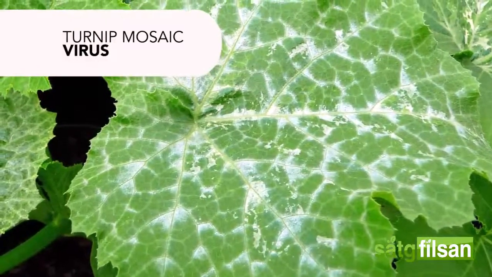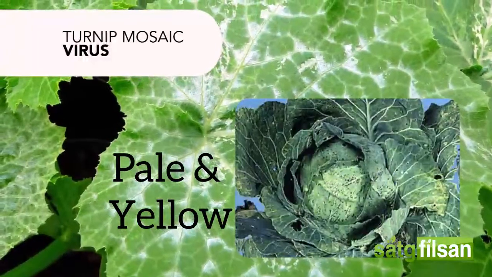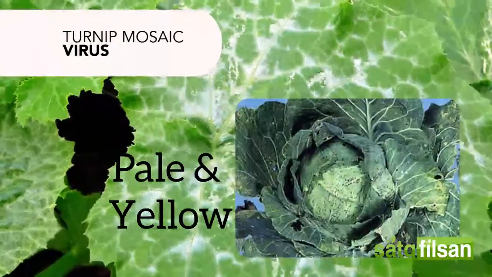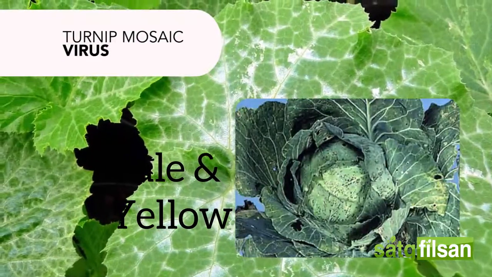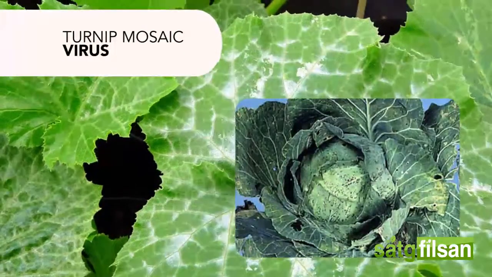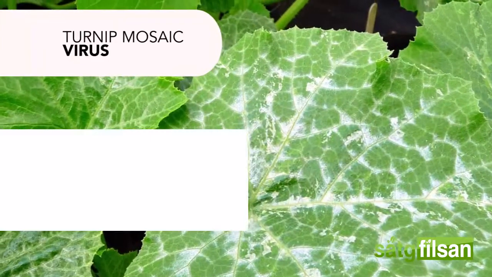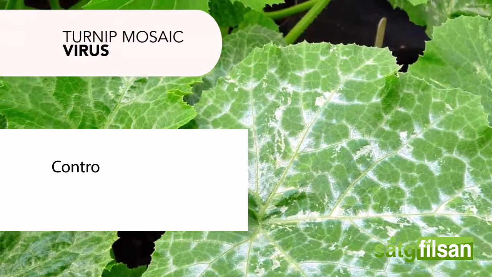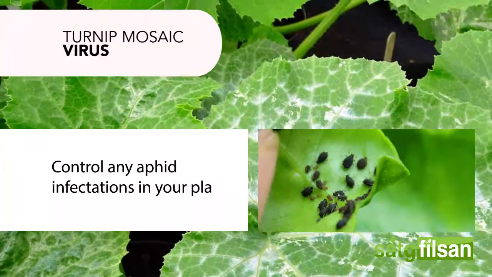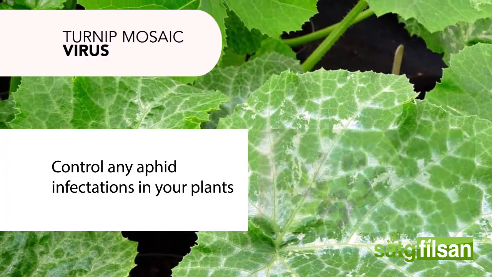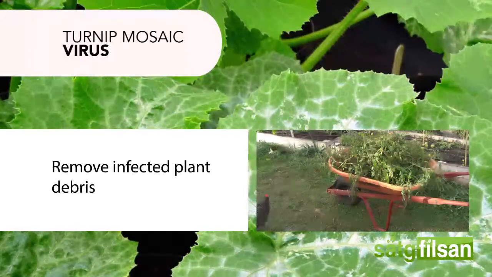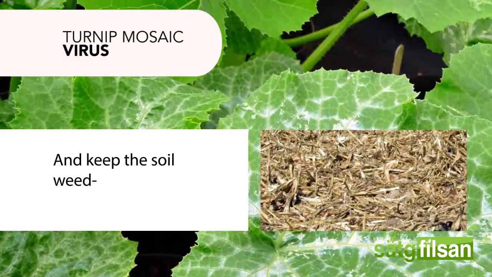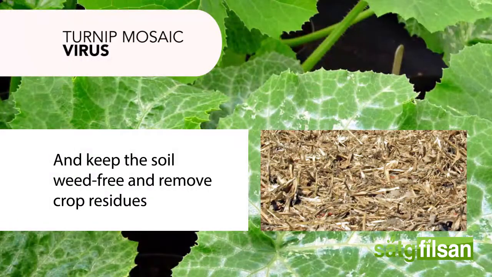Turnip mosaic virus. Turnip mosaic virus is present when there are pale and yellow spots on infected leaves, systemic vein clearing, and irregular or stunted growth. To manage this disease, control any aphid infestations in your plants. Remove infected plant debris, keep the soil weed-free, and remove crop residues.